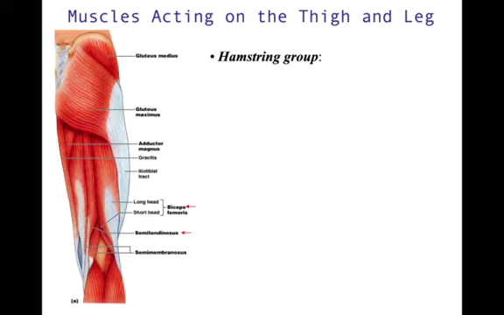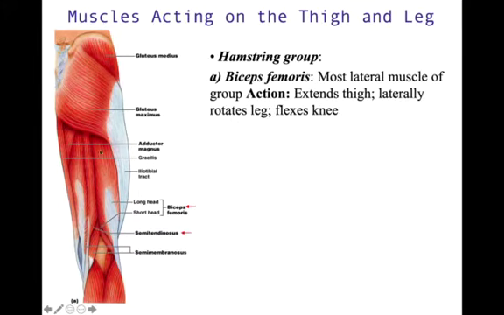All right, the hamstrings are a group of three muscles on the back of your thigh. Starting off laterally right here, we call this the biceps femoris. All of these extend the thigh, laterally rotate, and flex the knee. It's like bringing your foot back before you kick the ball. The more lateral one is the biceps femoris.